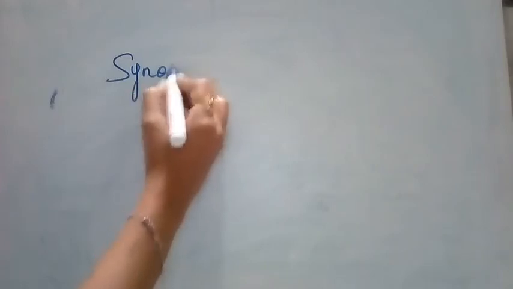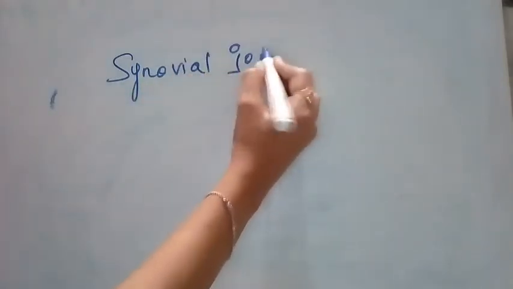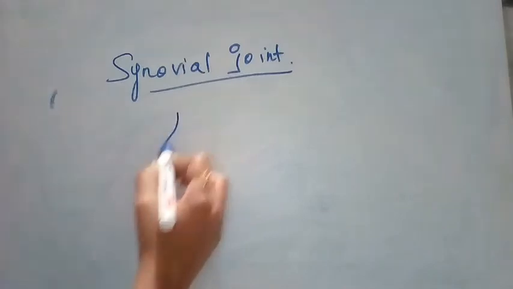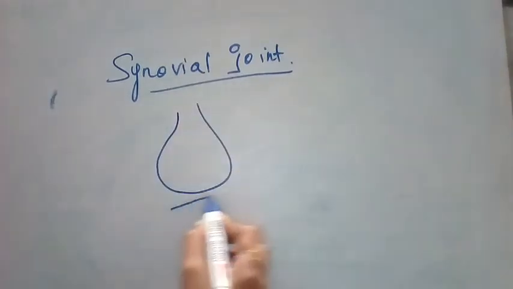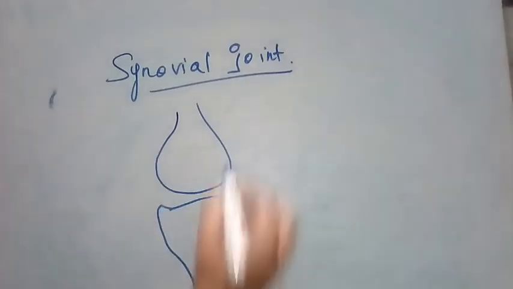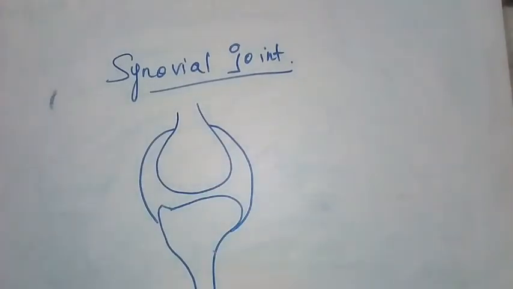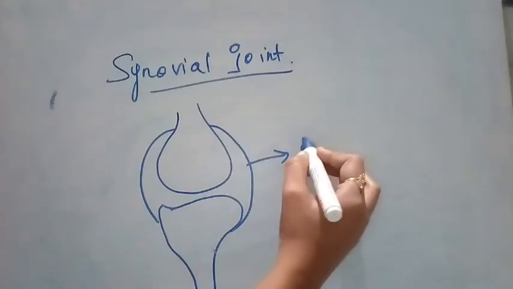Another important joint is the synovial joint. It is very important because it is found in the body in a lot of places. Let's see the synovial joint. Synovial joints are characterized by the presence of a space or capsule between the articulating bones. This is one bone and this is one bone. It has the capsule or space. It is a synovial joint.